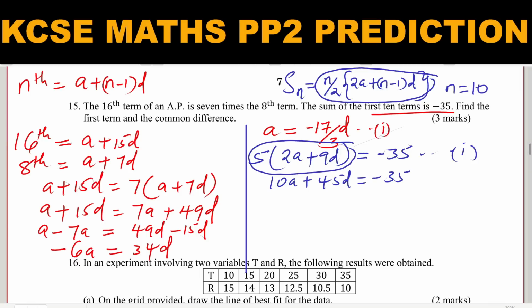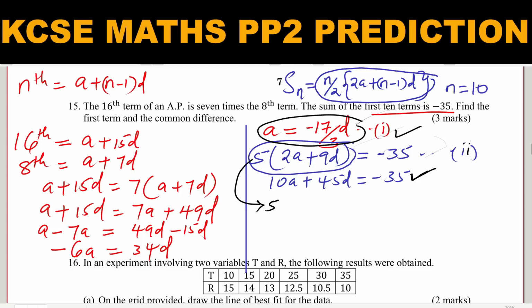So now you have the first equation, which was here, where you got a is that, and the second equation, this one. So solve these two simultaneously. We can use substitution. So let me use this one because it looks easier.